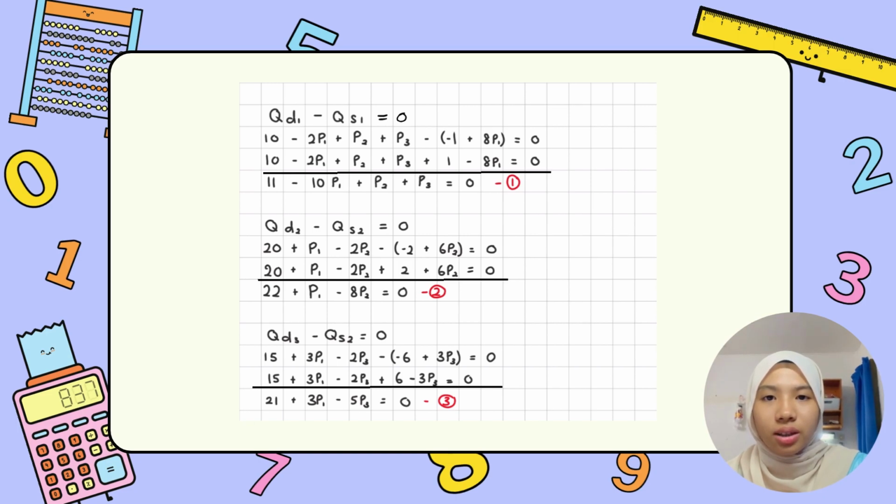For QD3 minus QS3 equal to 0, 15 plus 3P1 minus 2P3 minus negative 6 plus 3P3 equal to 0. 15 plus 3P1 minus 2P3 plus 6 minus 3P3 equal to 0. We get 21 plus 3P1 minus 5P3 equal to 0.